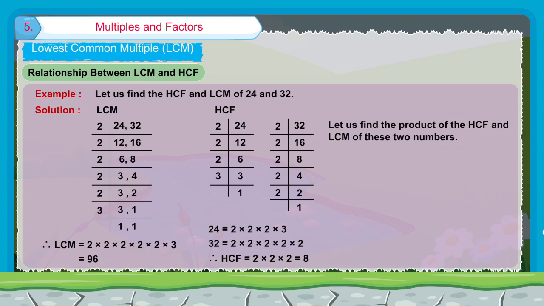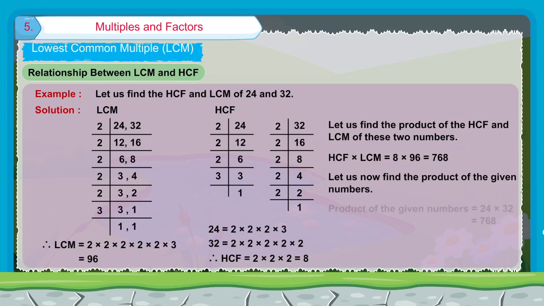Let us find the product of the HCF and LCM of these two numbers. HCF and LCM is equal to 8 into 96 is equal to 768. Let us now find the product of the given numbers. Product of the given numbers is equal to 24 into 32 is equal to 768.